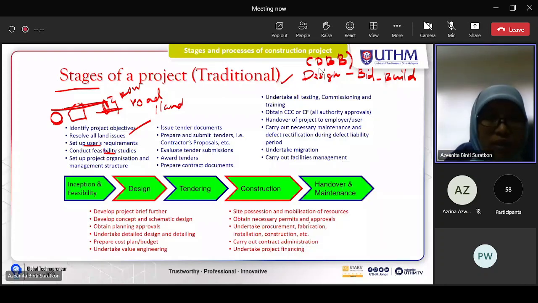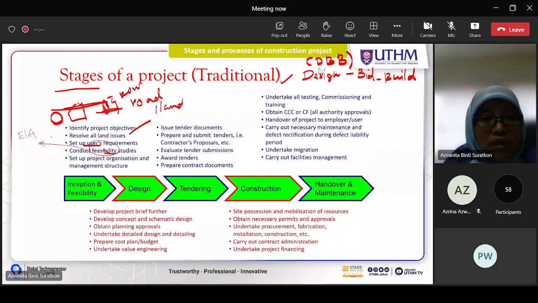So this is the feasibility study. Sometimes, as part of the feasibility study, especially for very big projects, they need to include the EIA. Environmental impact assessment is actually part of the feasibility study. What is the impact of the project to the surroundings, to the environment?